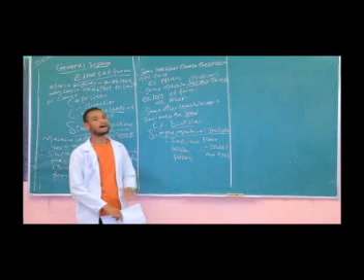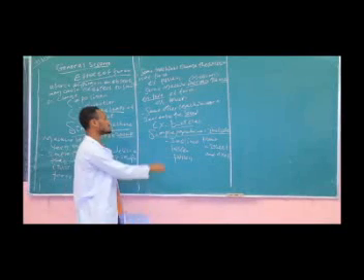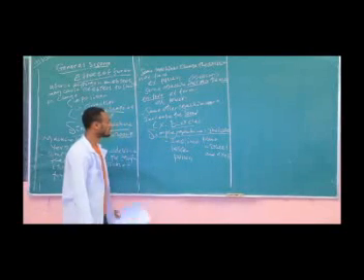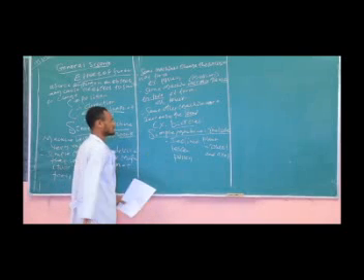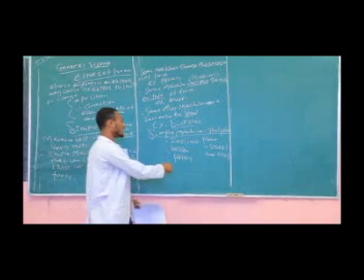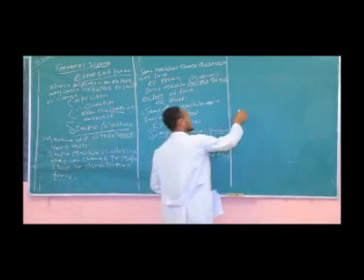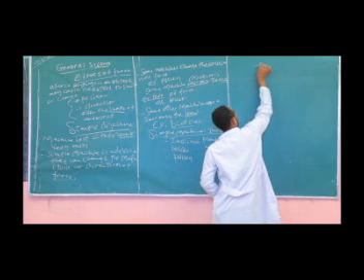Wheel and axle are a type of simple machines. Simple machines. Let us see them one by one. The first one is the inclined plane.